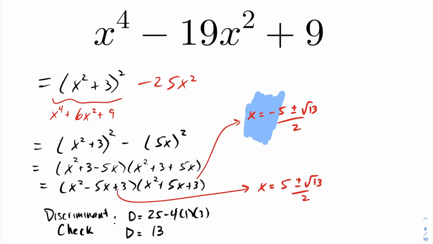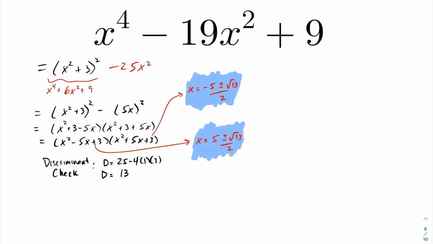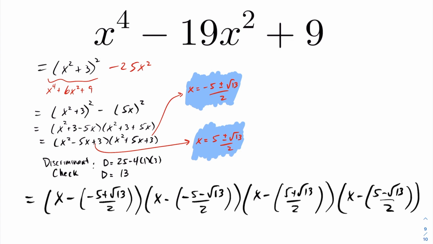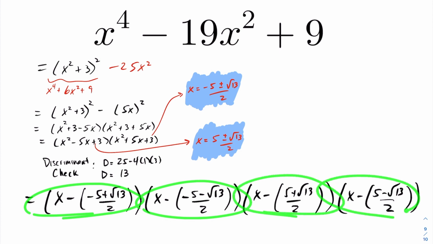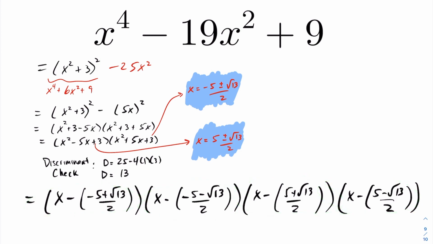One root is x equals negative 5 plus or minus root 13 over 2. And the other 2 roots are x equals 5 plus or minus root 13 over 2. Writing this out in fully factored form, we have the following. And you can see here we have x minus our first root, x minus our second root, our third root, and our fourth root. And now this is fully factored.